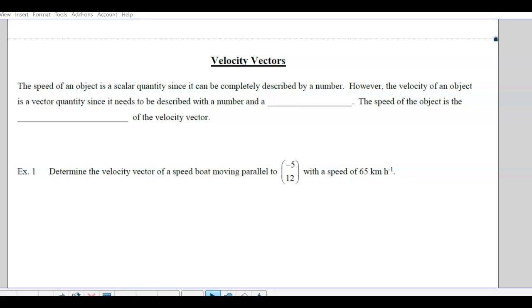So just remember that vectors have a magnitude and a direction. And so for velocity, velocity has a magnitude and a direction. So we can use a vector to describe velocity. The speed is the magnitude of that velocity vector. So the speed of an object is a scalar quantity since it can be completely described by a number. However, the velocity of an object is a vector quantity since it needs to be described with a number and a direction.